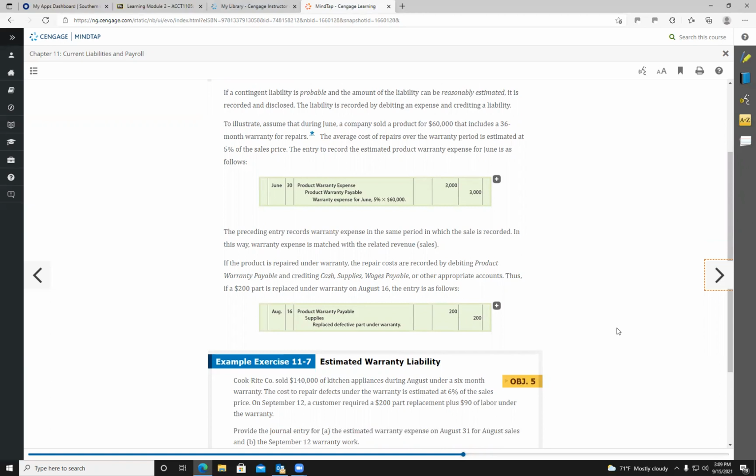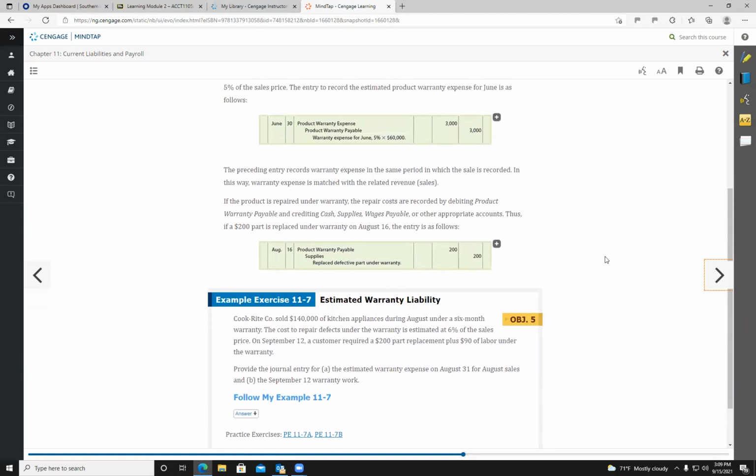If you ended up having to just do a refund or etc., then it would be cash. And if you had to pay an employee to do the repairs, you would credit wages payable.